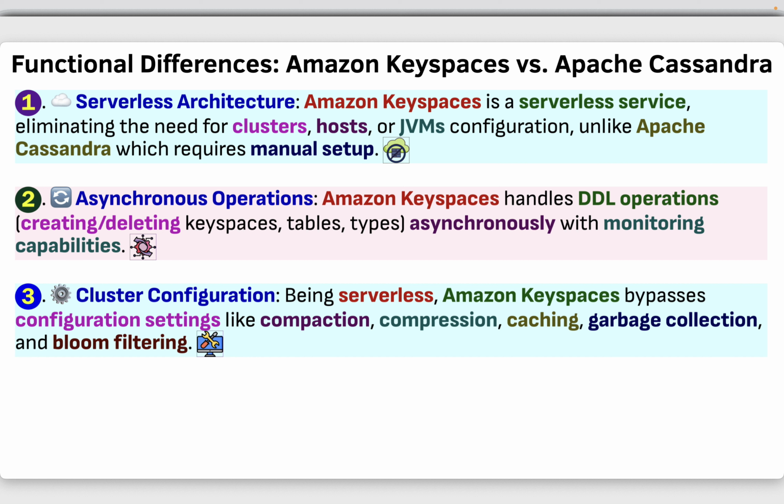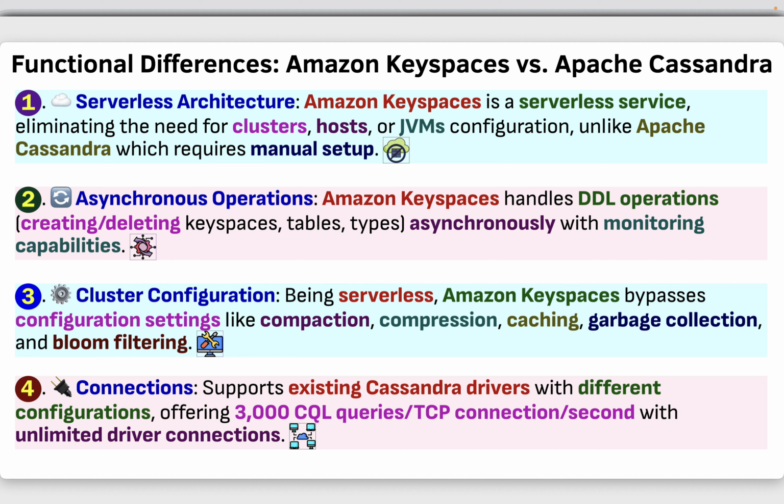Cluster configuration. Because it is serverless, Amazon Keyspaces does not require configuration of settings like compaction, compression, caching, garbage collection, and bloom filtering. These settings are applicable to Apache Cassandra and are ignored if specified in Amazon Keyspaces. Connections. Existing Cassandra drivers can be used to communicate with Amazon Keyspaces, but drivers need to be configured differently. Amazon Keyspaces supports up to 3000 CQL queries per TCP connection per second, but there is no limit on the number of connections a driver can establish.